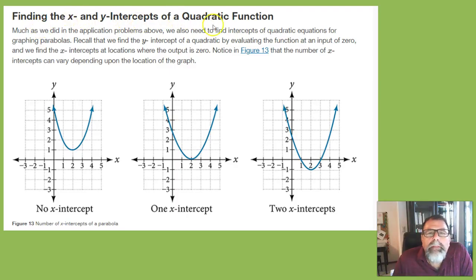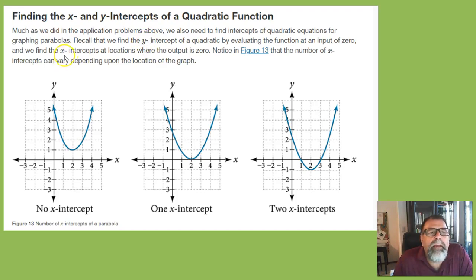Finding the x and y intercepts of a quadratic function. Much as we did in the application problem above, we also need to find intercepts of quadratic equations for graphing parabolas. Recall that we find the y-intercept of a quadratic by evaluating the function at the input of 0. And again, that's for any function, not just parabolas. Okay, so we're going to set it equal to 0 and solve it for x, oh, I'm sorry, we want the y-intercept. We're going to put in x equals 0, put the input 0, and find out what the y value is.